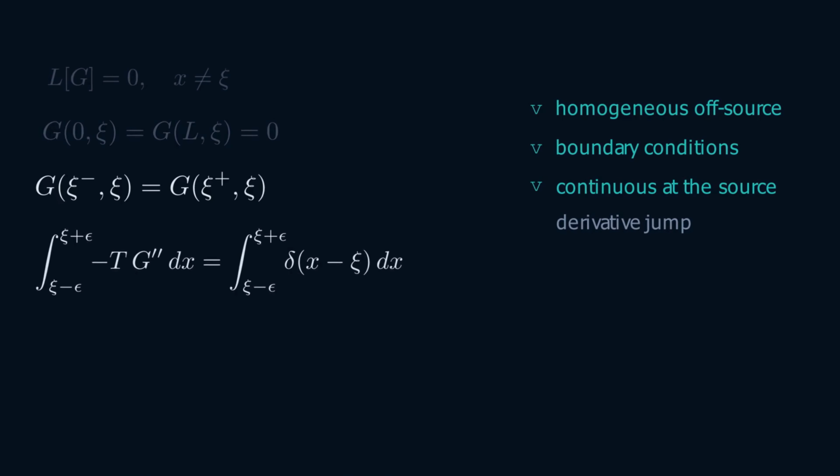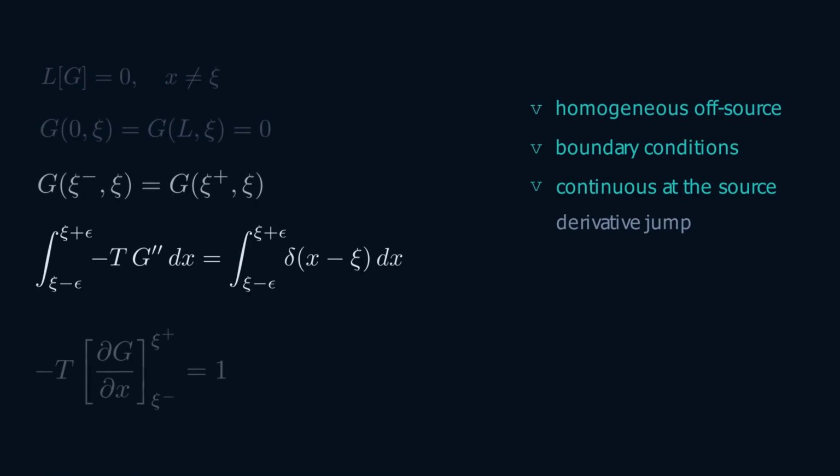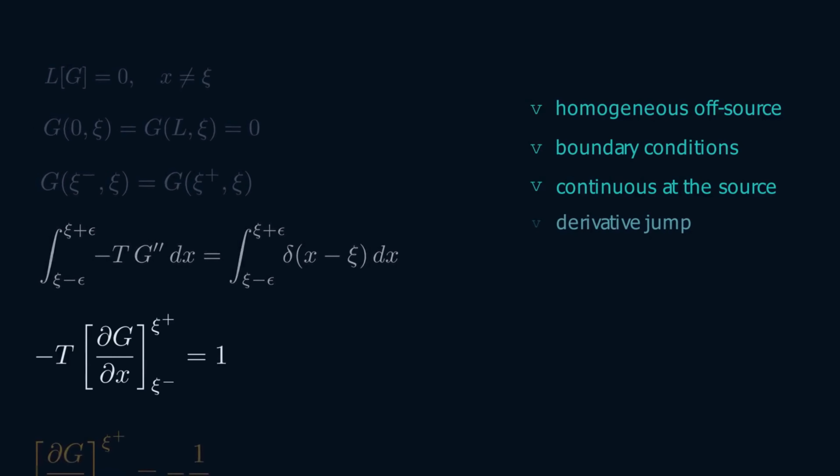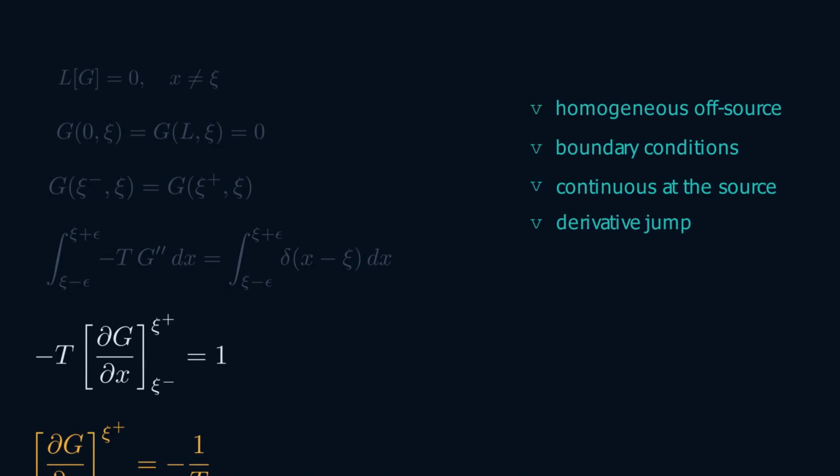Integrate the defining equation across the source, from ξ minus epsilon to ξ plus epsilon. On the right, the delta integrates to exactly 1, by the sifting property we just established. On the left, the integral of g double prime is the jump in g prime across the source. Every other term is continuous and vanishes as epsilon goes to 0. So the derivative jumps by -1/T.